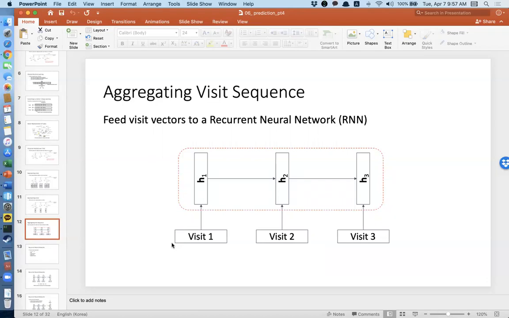RNNs are still a very robust framework. In this large-scale, large-model era, a lot of people turn to transformers, but RNN is still a very nice framework, and it forms a great baseline. Sometimes it's even hard to beat an RNN with a transformer for some tasks. All right, anyway. So we feed the visit sequence into our recurrent neural network.